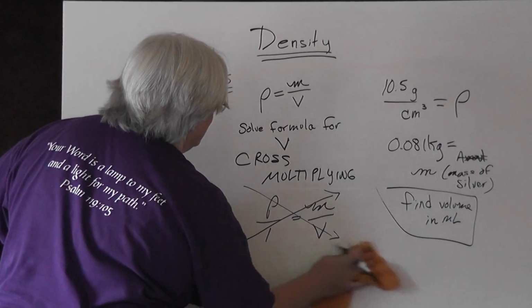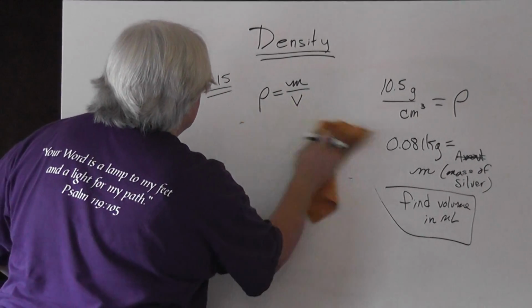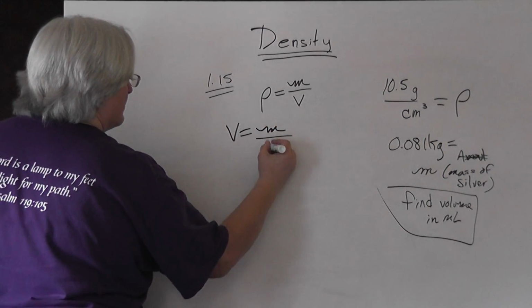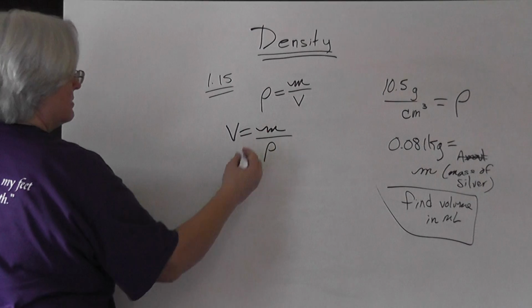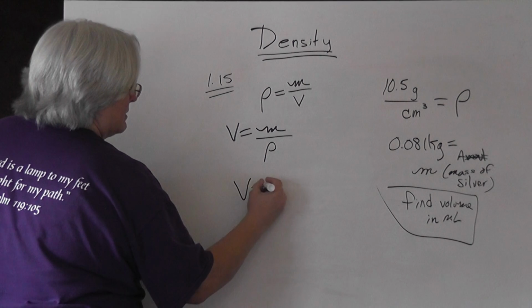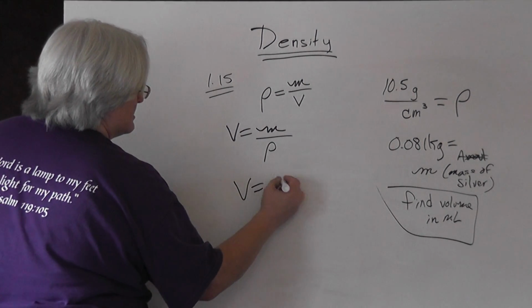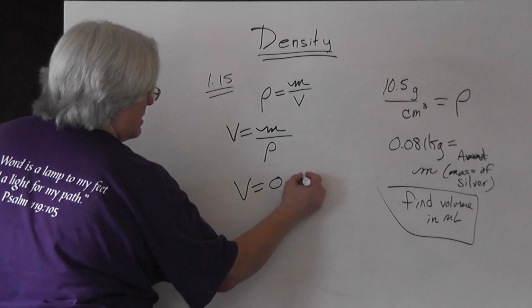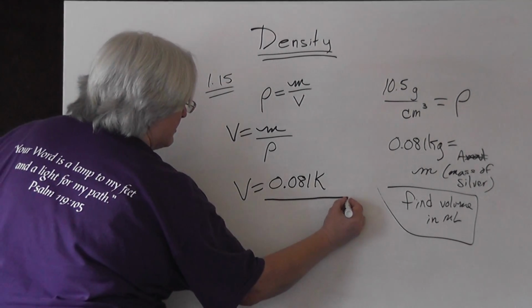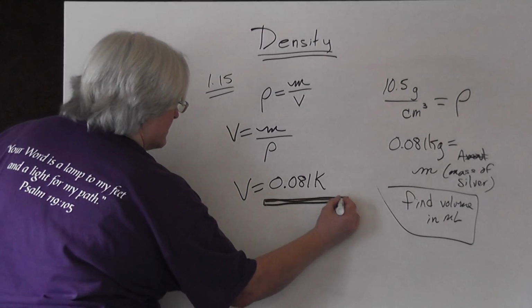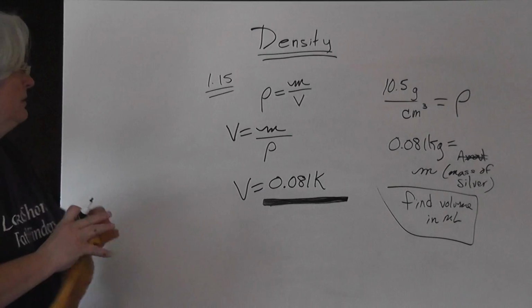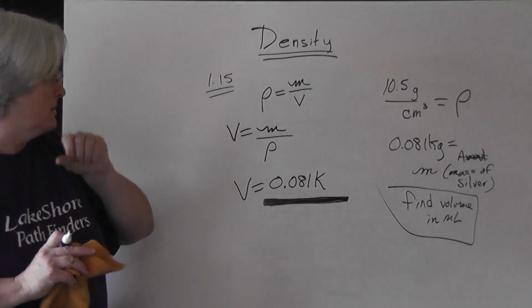V is equal to m over rho. So now, v is equal to m over rho. What is rho? This. Now, I'm not even going to show you that. Volume is equal to mass, 0.08 1 kilogram. Okay, that's the mass over, and I'm going to make this really thick on purpose because we have a complex fraction. Mass divided by density.